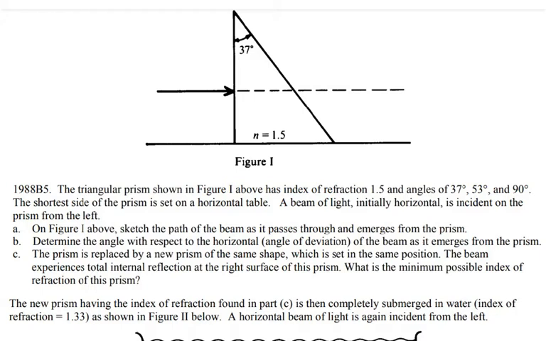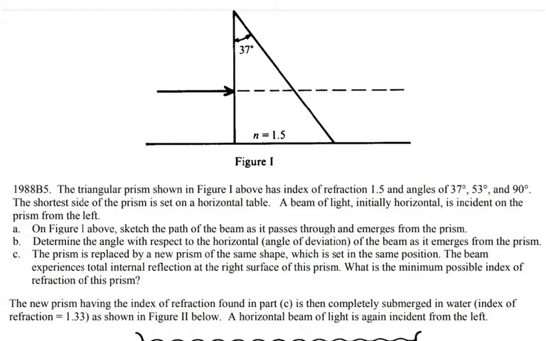The shortest side of the prism is set on a horizontal table, and a beam of light, initially horizontal, is incident to the prism from the left. On the figure 1 above, sketch the path of the beam as it passes through and emerges from the prism. So in this case, when the ray of light is incident perpendicularly to the interface between the two transparent mediums, it enters the new medium without bending.